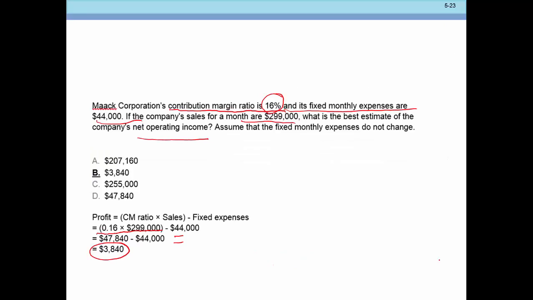Okay, let's take a look at a couple of examples where they've given me the contribution margin ratio. They say that's 16%. They tell me that the fixed expenses are 44,000, and they say if the company sales are 299,000, what is the best estimate of their income? Okay, so what am I going to do? Again, guys, I like to set these up by saying, well, look, I've got 299,000, don't I?